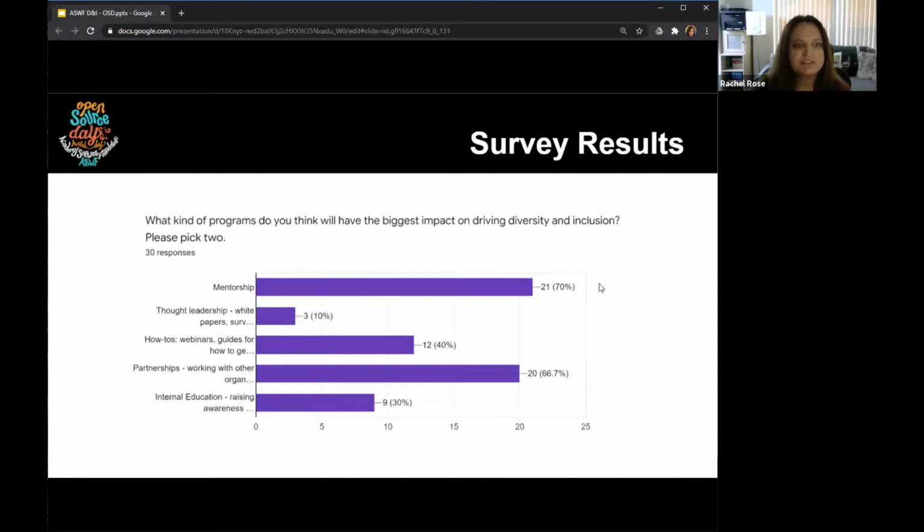Another thing we were really interested in was the types of programs that a working group like this should really be trying to target. And so we asked an open-ended question with some suggested topics. The question was, what kind of programs do you think will have the biggest impact on driving diversity and inclusion? By far, the number one answers were mentorship and partnerships. So you'll find when we start talking about our goals and deliverables, these are some of the key points that we have brought into a lot of the things that we're hoping to do as the working group.